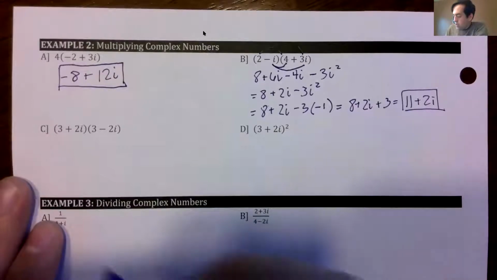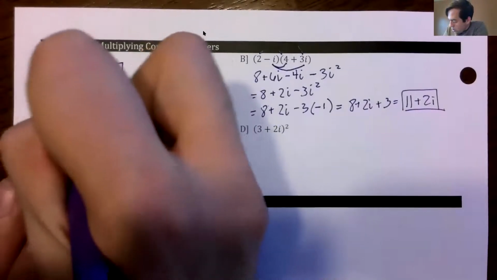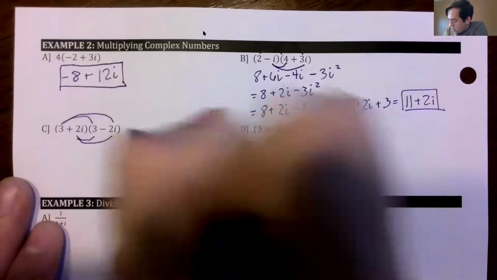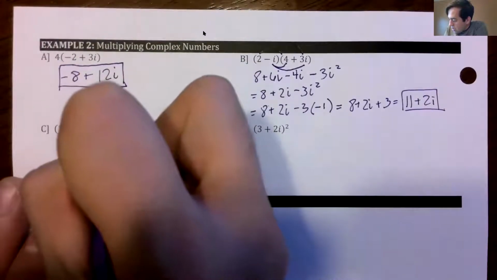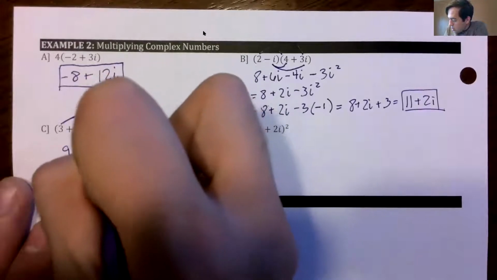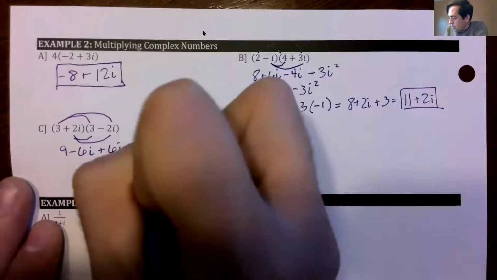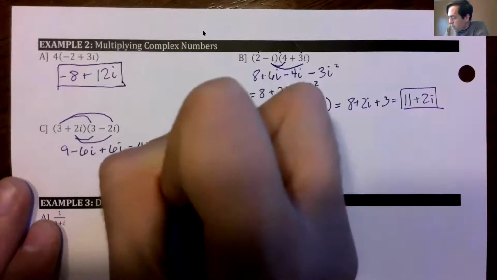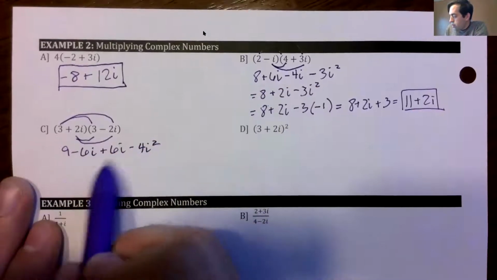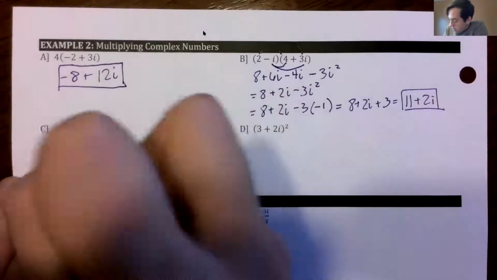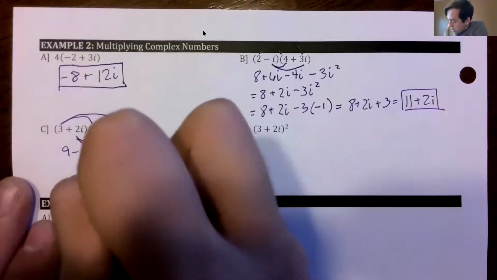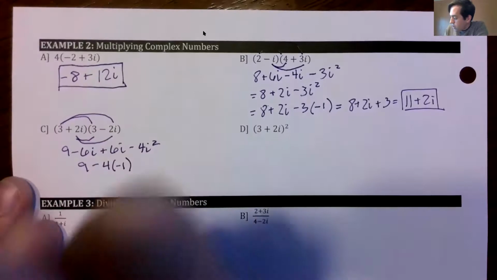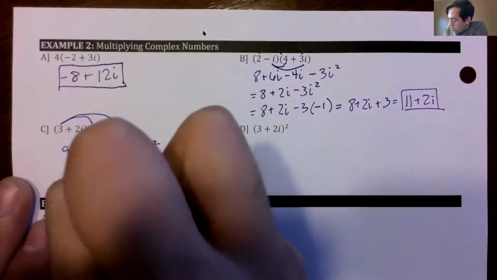In letter C, it's another FOIL question. We'll get 9 minus 6i plus 6i minus 4i squared. The plus 6i and minus 6i cancel out, so we're left with 9 minus 4i squared, and that i squared can become negative 1. So we have 9 plus 4, or 13.